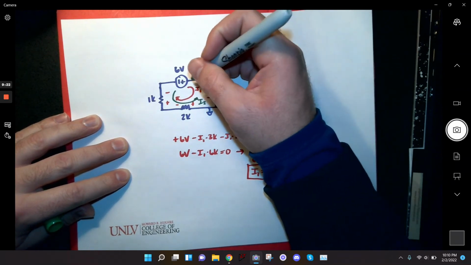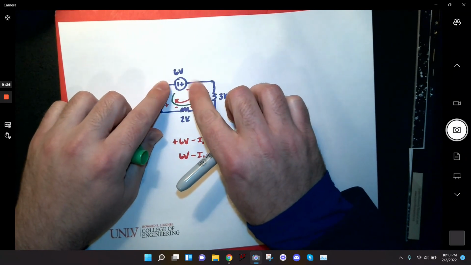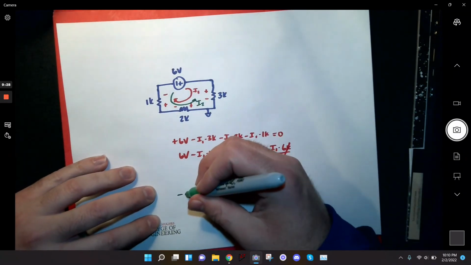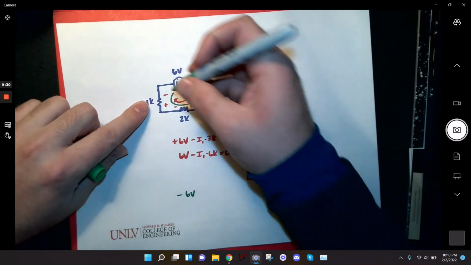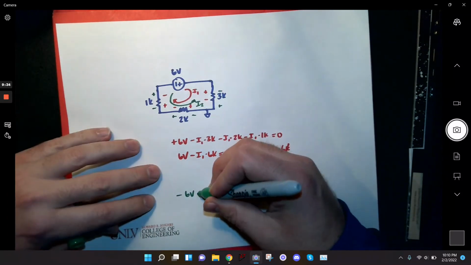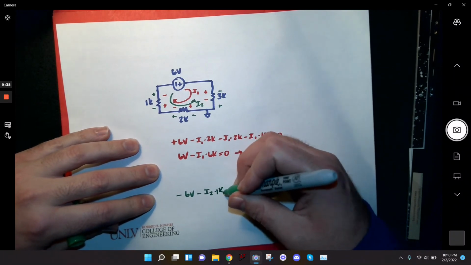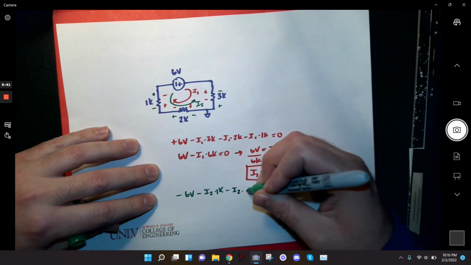counterclockwise. So I go across this battery, I'm going plus to minus across the battery, which means I'm dropping by 6 volts. So I'd have minus 6 volts. And then again, I drop across each of the 3 resistors. So I'd have minus I2 times 1K, minus I2 times 2K.